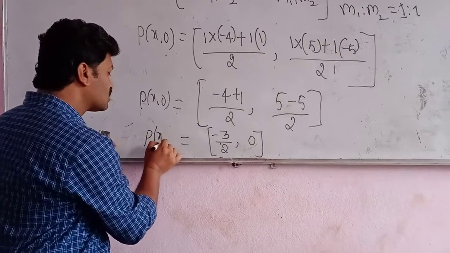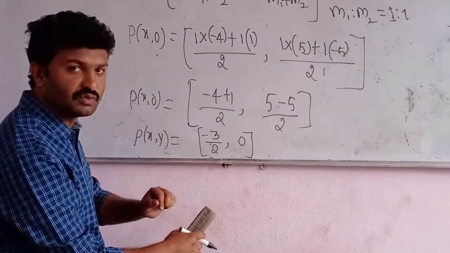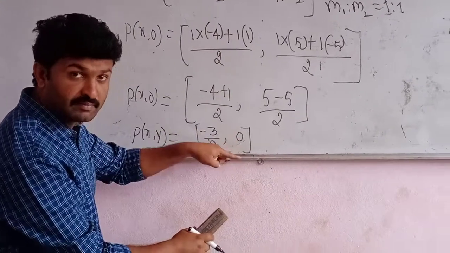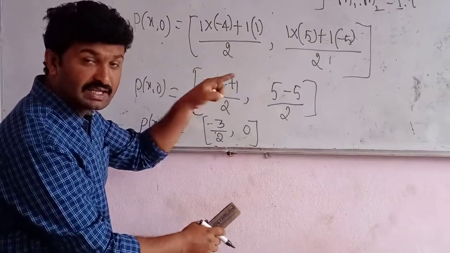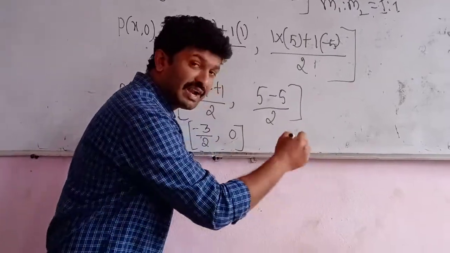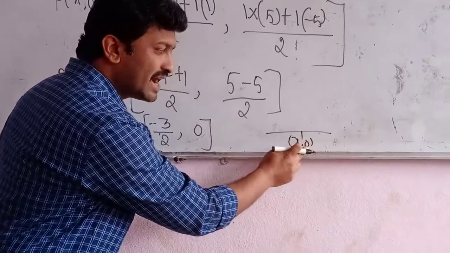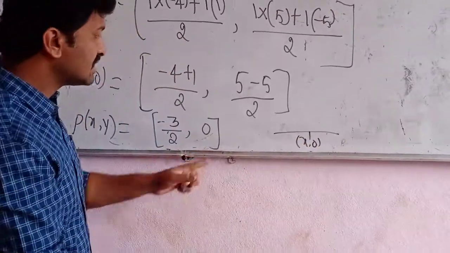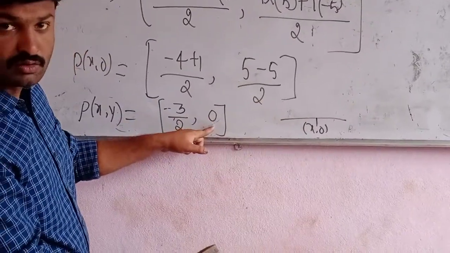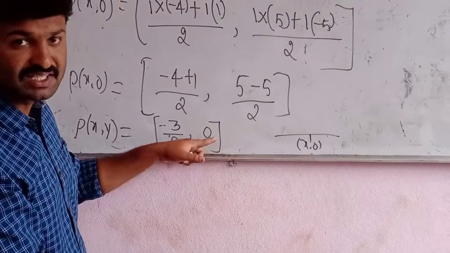P of x comma y is minus 3 by 2 comma 0. Why did we get the 0? As given in the question, the line segment is divided by the x-axis. Divided by the x-axis means this point is x comma 0. The y term is 0. We consider x comma 0 only, right? Then we got the value of y as 0 only. Then our problem is correct.